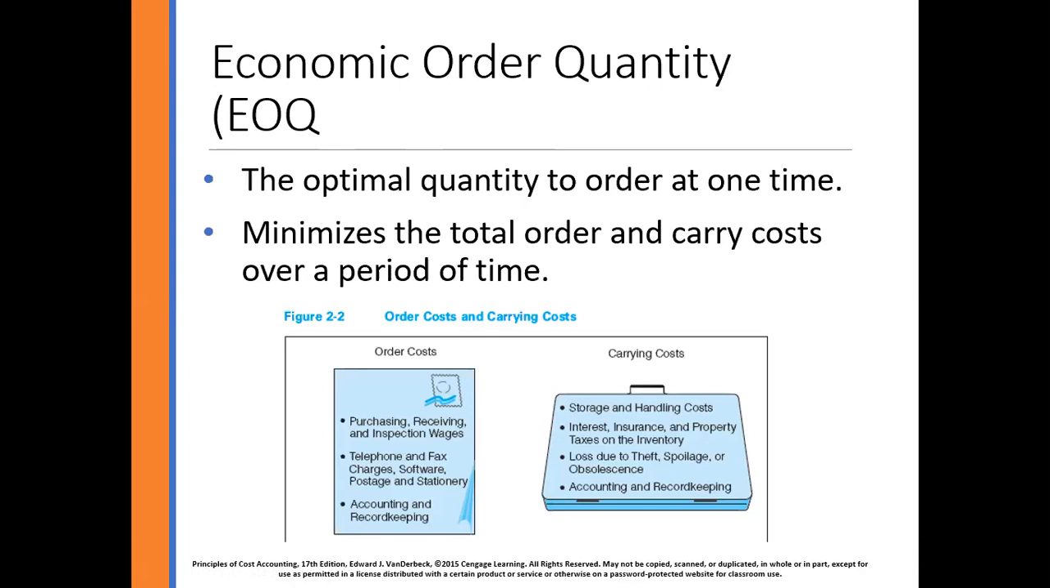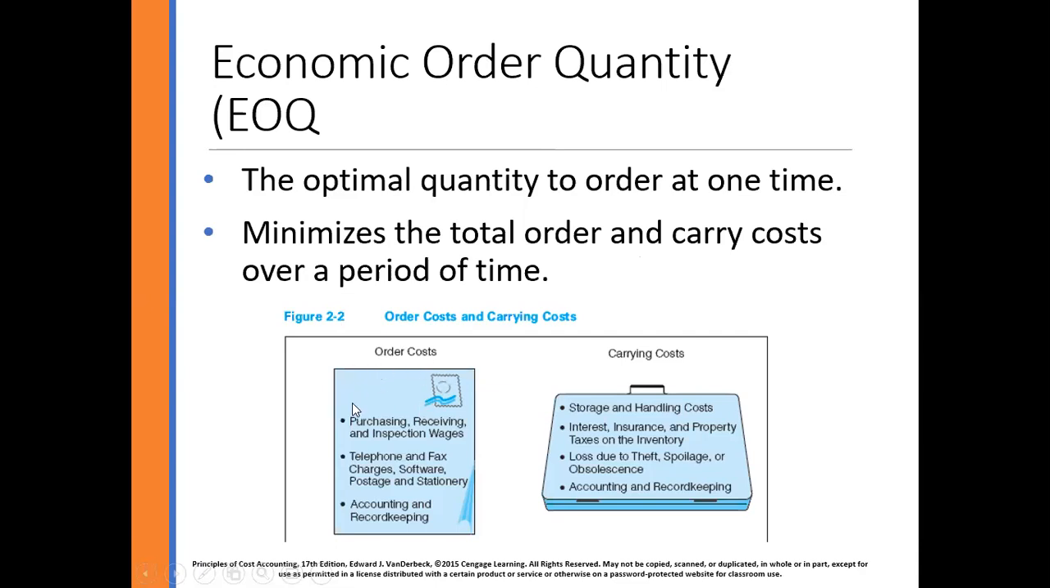We calculate the economic order quantity by taking the cost of placing an order, the number of units required annually, and then the annual carrying cost per unit. I think we see that formula on the next slide. But like it shows here, it minimizes the total order and carrying cost over a period of time.